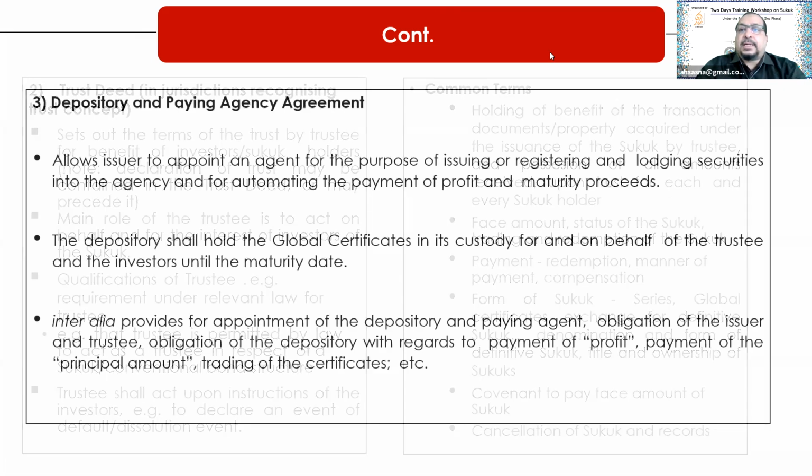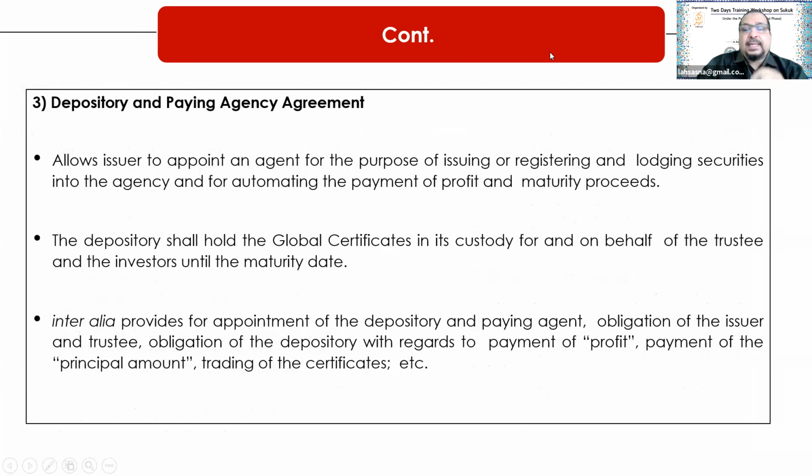Now, the third document that you may see is basically depository and paying agency agreements, because there is money, there are payments. So we will see a kind of terms that allow the issuer to appoint an agent for the purpose of issuing, registration, lodging security into the agency, and automating the payments of profit and maturity proceeds. All this will be arranged.